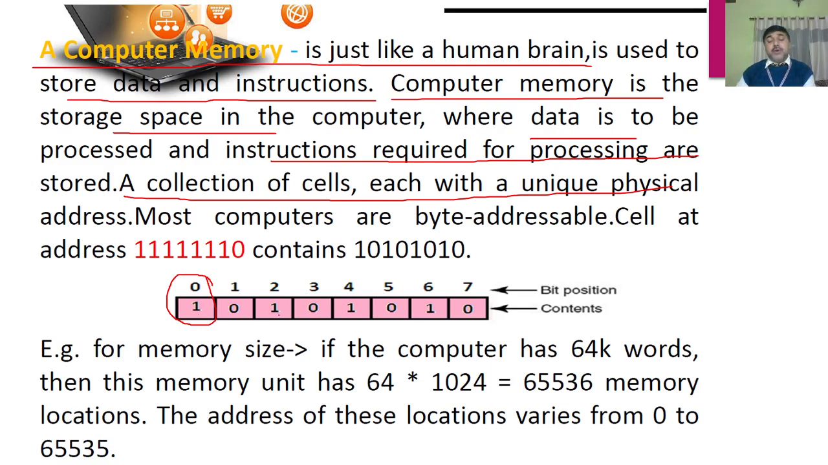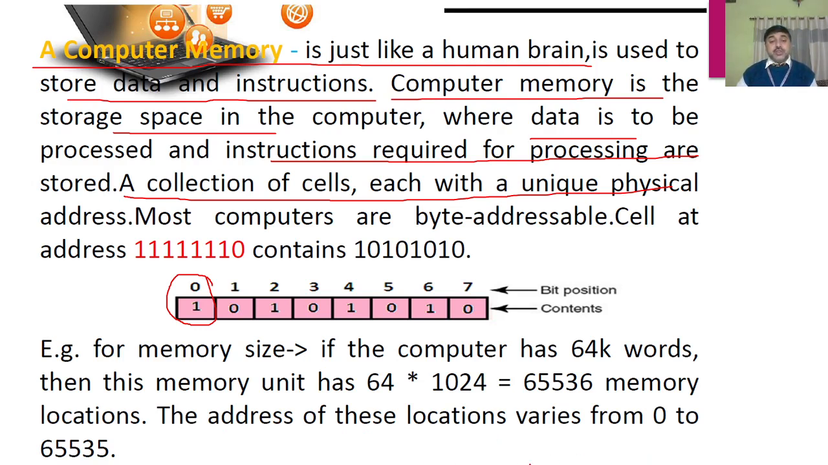So in most computers, our data is being stored in what system? In a machine language system. Machine language system is binary code. Binary code is a combination of zeros and ones. So when we include the zeros and ones, they combine to make a bit and byte, isn't it? So these are the addresses. The cell at the address 11111110 contains this. So this is the address bit of this particular data.